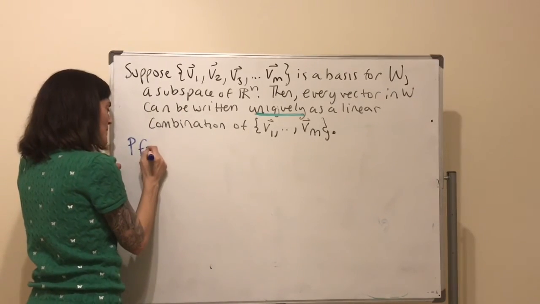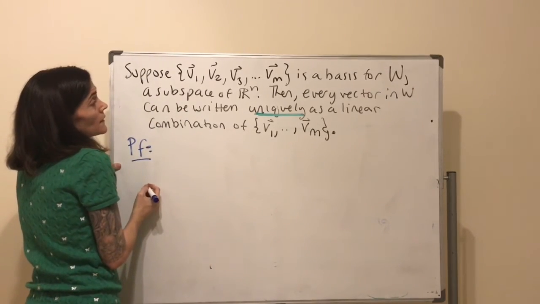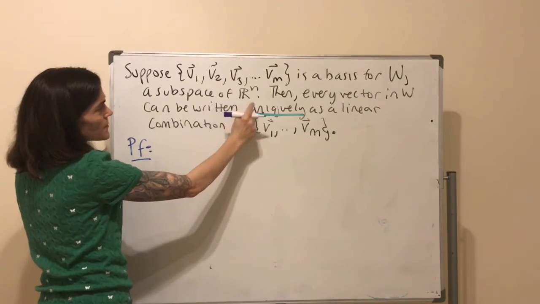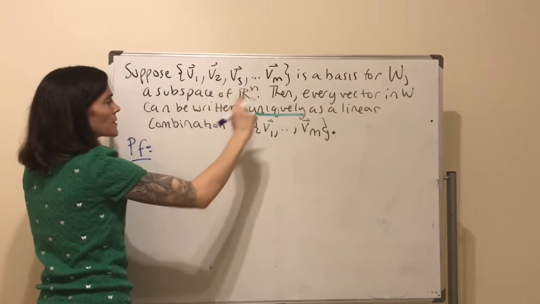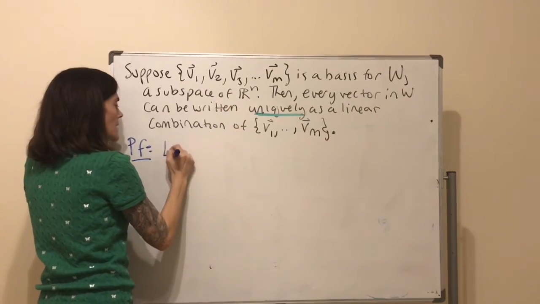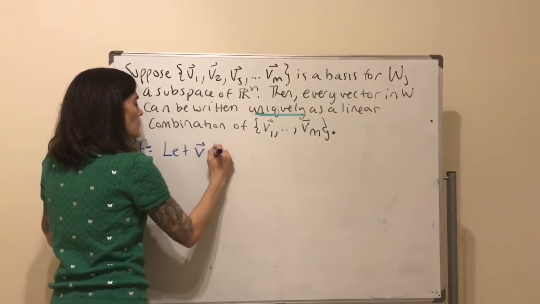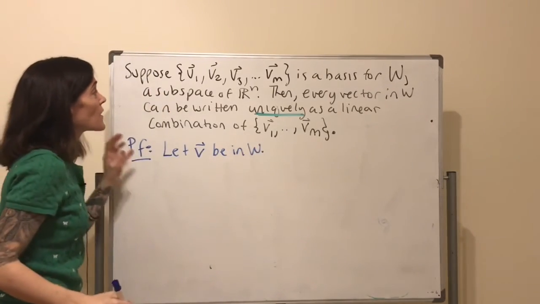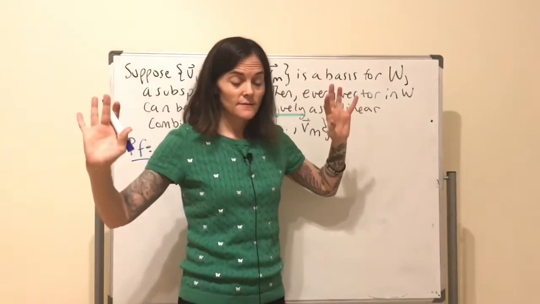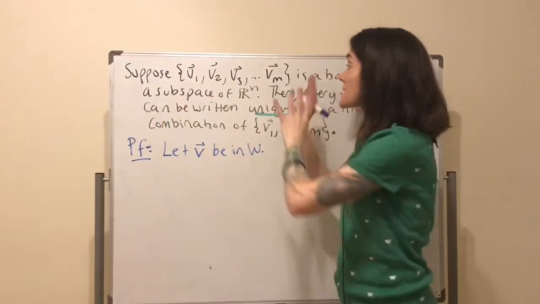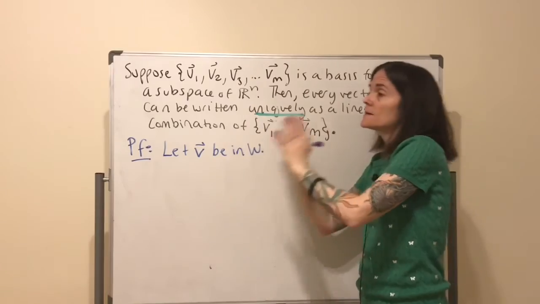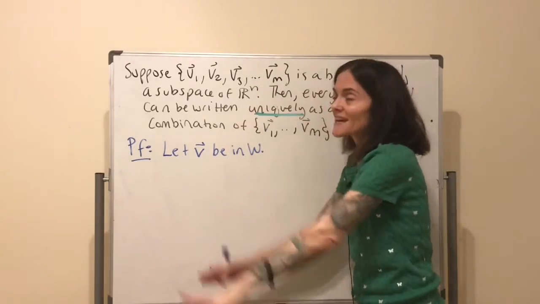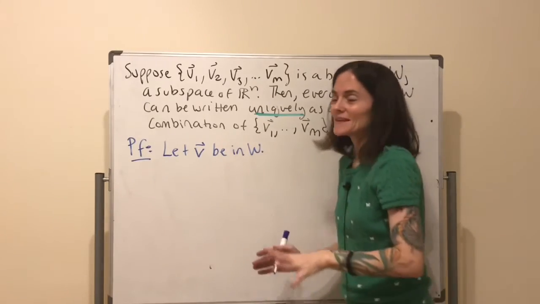The proof. Well, what am I trying to prove? I'm assuming I have this basis for W. Then every vector in W can be written. Okay, so I need to take a vector in W. Let V be in W. Okay, well, first of all, what does it mean to be a basis? This means this collection spans W, number one, and I'm going to use that first. And then this collection is linearly independent.